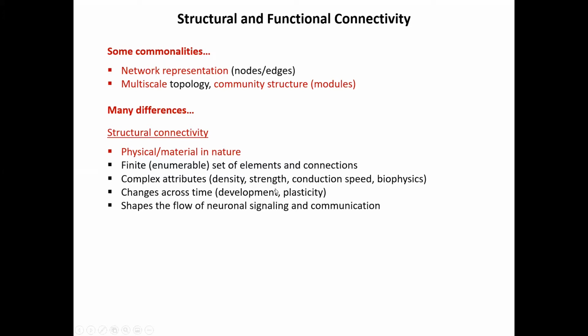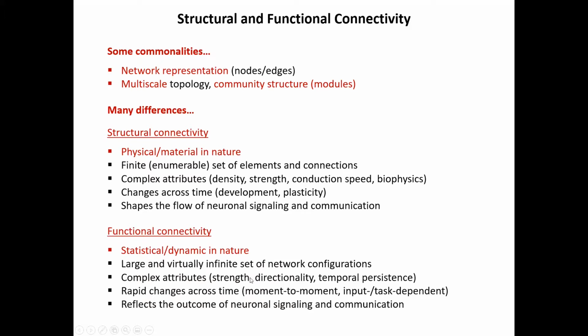There are complex attributes of density, strength, conduction speed, and biophysics that are attached to each connection. They change across time, in the course of development or even lifespan in humans, and of course in the course of plasticity. And they shape the flow of neuronal signaling. By and large, and there may be exceptions here and there, neurons communicate through axonal signals that travel in the structural connectivity. That's the only way they have to influence each other. And so that is the skeleton on which neuronal signaling and communication must unfold.